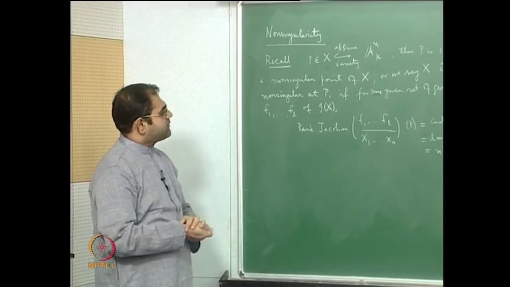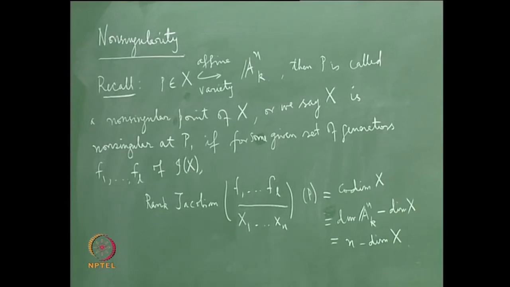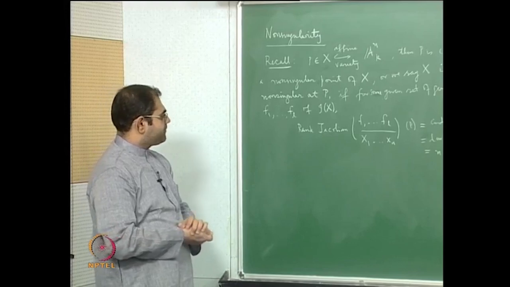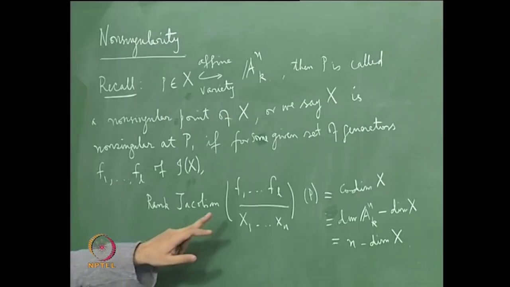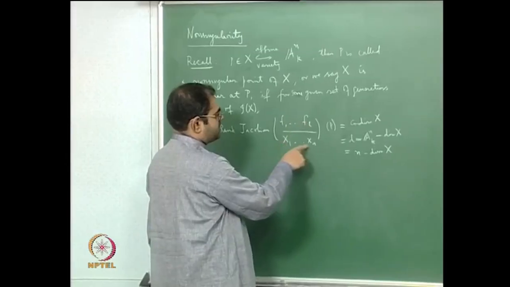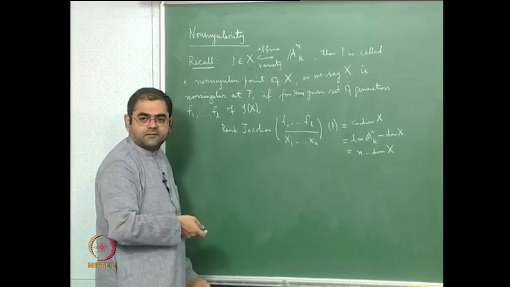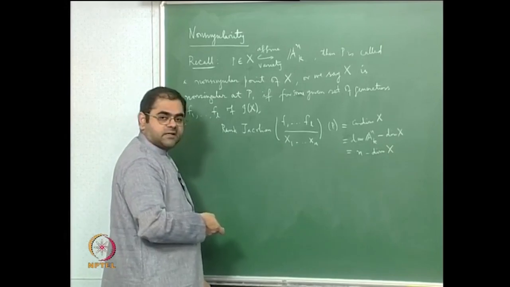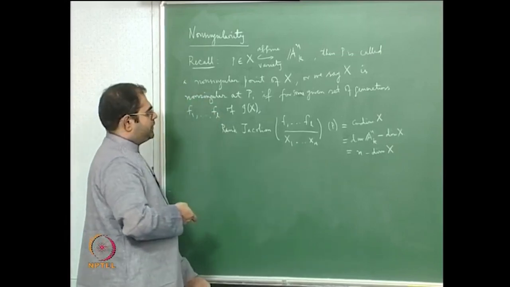A point of an affine variety is called a non-singular point or a smooth point, or we say that the variety is non-singular at that point, if for some given set of generators for the ideal of the variety, you calculate this Jacobian, which is given by the partial derivatives of all these with respect to these variables, and that turns out to be equal to the codimension of X. And codimension is the dimension of X taken away from the bigger space in which X sits, which is affine space.